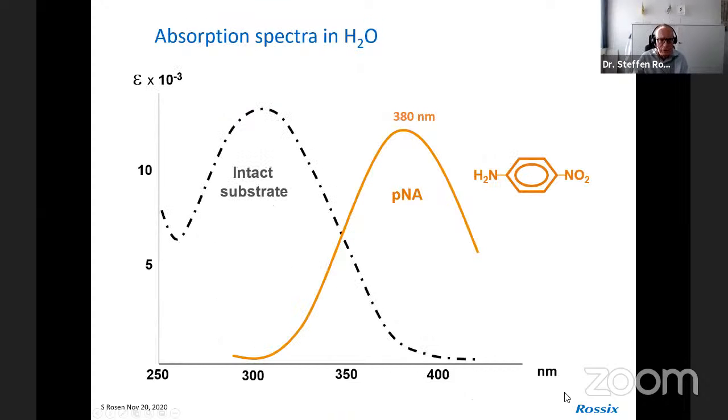Now, this slide shows the absorption spectra in water of the intact substrate and of the paranitroaniline, the free chromophore. The paranitroaniline has an absorbance maximum at 380, but we measure at 405 nanometers. The reason is that the intact substrate has an appreciable contribution of absorbance at 380 because only a minor part of the substrate is cleaved to generate sufficient amount of PNA. So therefore we measure at 405 to get a negligible influence from the intact substrate.